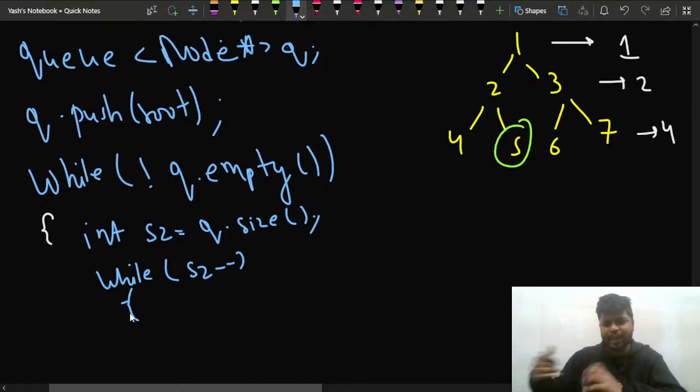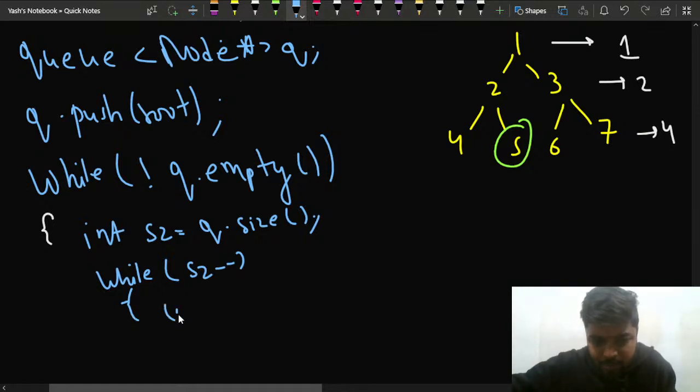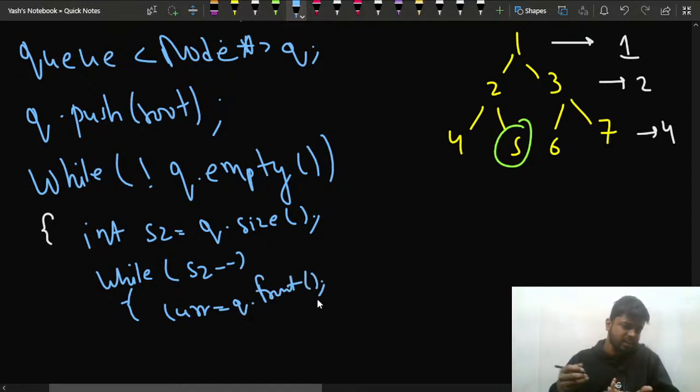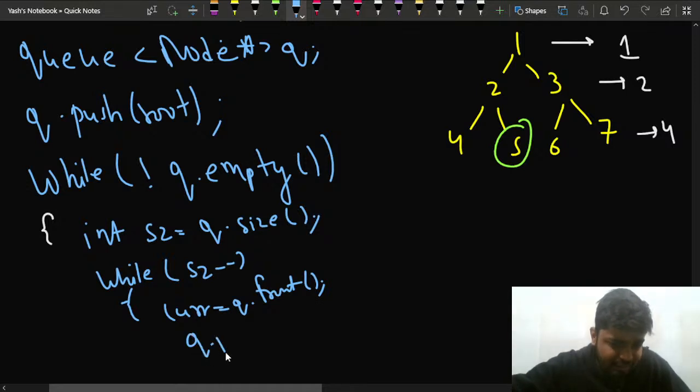I'll be explaining a little bit more through the diagram, but first let's try to build the code. What is my current node? Current node of the tree would be nothing but q dot front, right? I'll pop this out, q dot pop. Let's pop this node out.